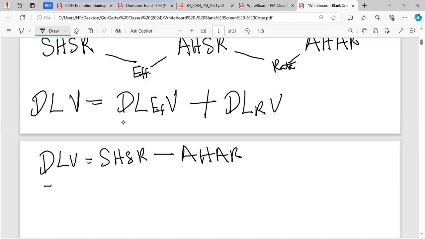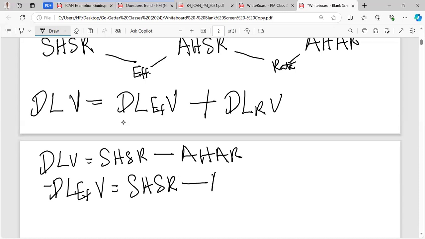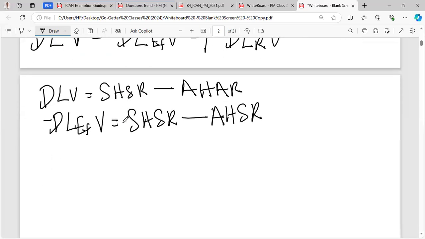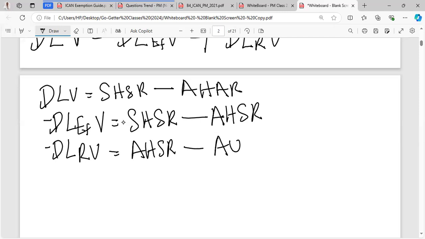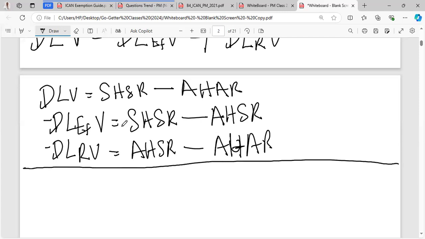And this can be divided into direct labor efficiency variance, which is standard hours, standard rate minus actual hours, standard rate. And it can also be direct labor rate variance, which is actual hours, standard rate minus actual hours, actual rate. Then this direct labor is done.